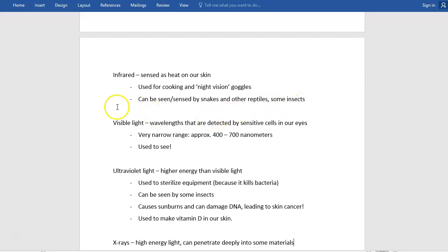All right, then visible light, the wavelengths that are detected by the retinas of our eyes. Very narrow range, like I said, 400 to 700 nanometers. It's significant to us because we use it to see, but it doesn't really have much significance compared to the rest of the electromagnetic spectrum.